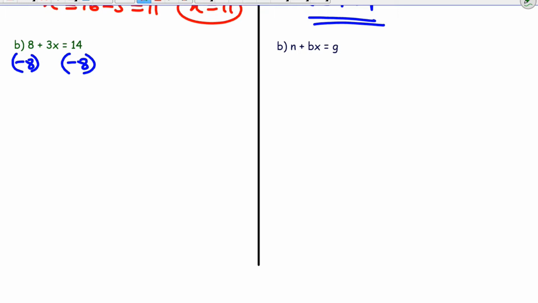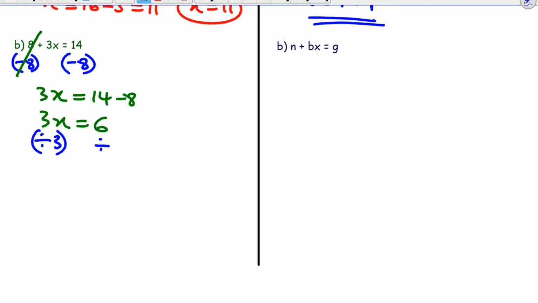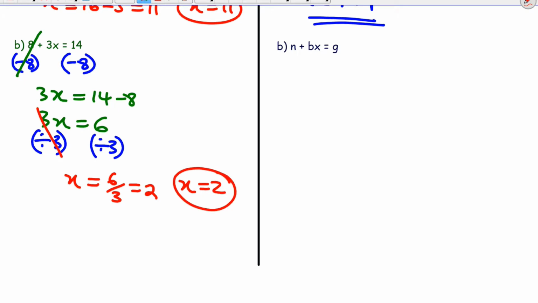8 minus 8 will be 0. So you're left with 3x is equal to 14 minus 8. So 3x is equal to 6. And then you can go ahead and simplify this. Divide by 3 on each side because 3 is multiplied by x. So we know that 3 divided by 3 is 1. So x will be 6 divided by 3, which will equal 2. So x is equal to 2. That will be our solution.